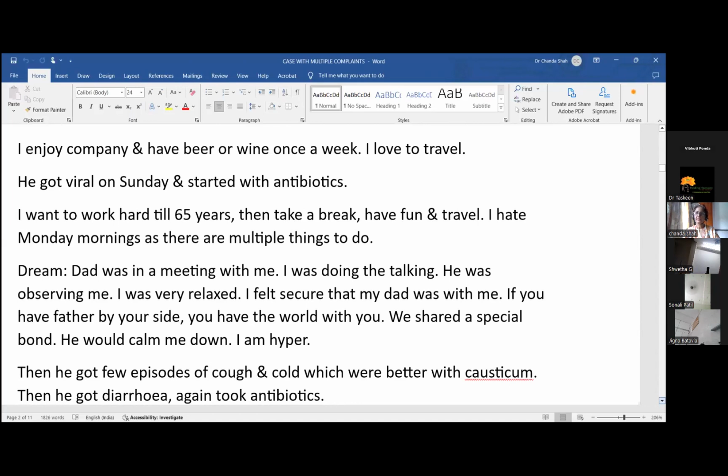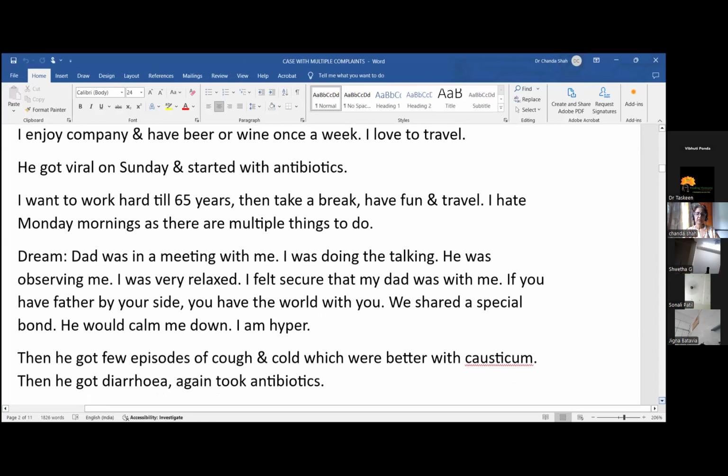I said, "How did you feel in the dream?" "I think I was very relaxed. No, I felt secure that my dad was with me. If you have your father by your side, you have the world with you. We shared a special bond. He would calm me down. I'm very hyper by nature." Okay.